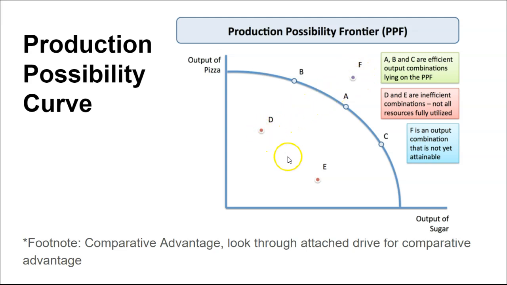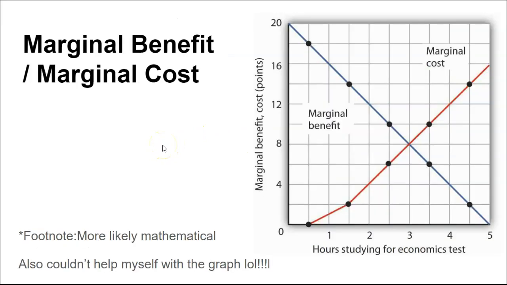However, if you're at points D or E, you are inefficient. You're underutilizing one of your factors of production, the land, labor, capital, or entrepreneurial abilities.